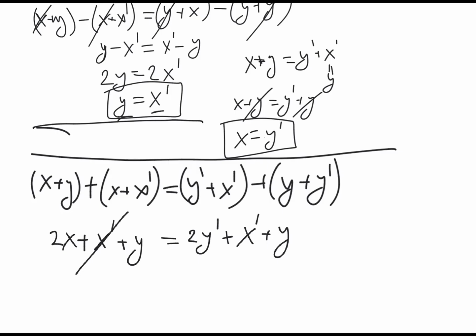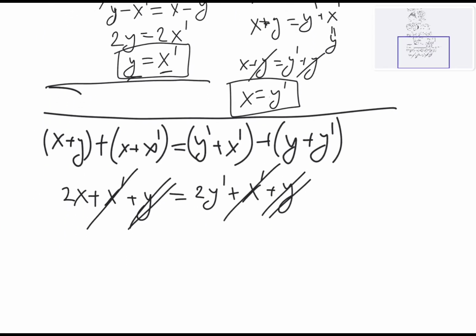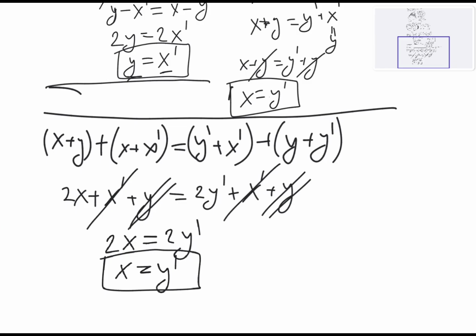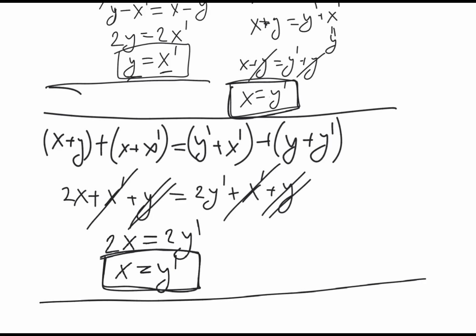So x prime cancel each other, y cancel each other, and we get 2x is equal to 2y prime, or x is equal to y prime. And this is exactly what we need, the same equality as this. So this is another way to obtain it. So basically this concludes the proof.